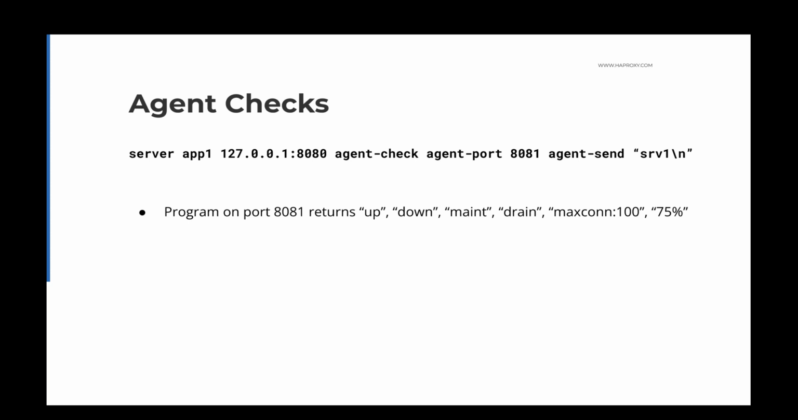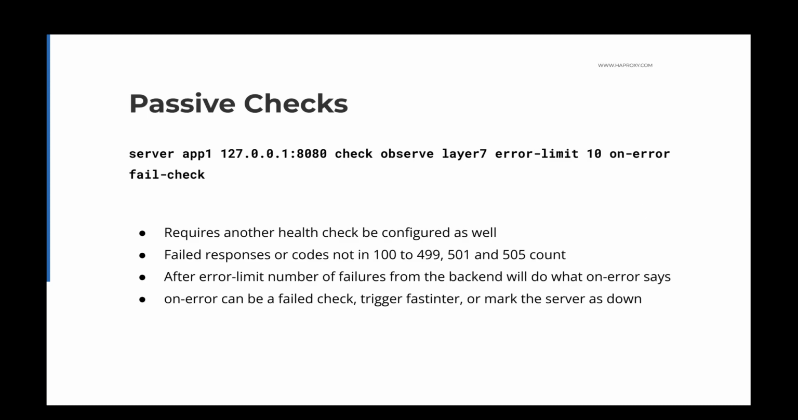If you have a method, you can query your web server and see how many more connections it's capable of handling right now, and you can dynamically set the maxcon in HAProxy based upon the return of the agent check. A little bit more advanced, agent checks aren't seen all the time, but they are very useful in cases in which they apply. And finally, passive checks.